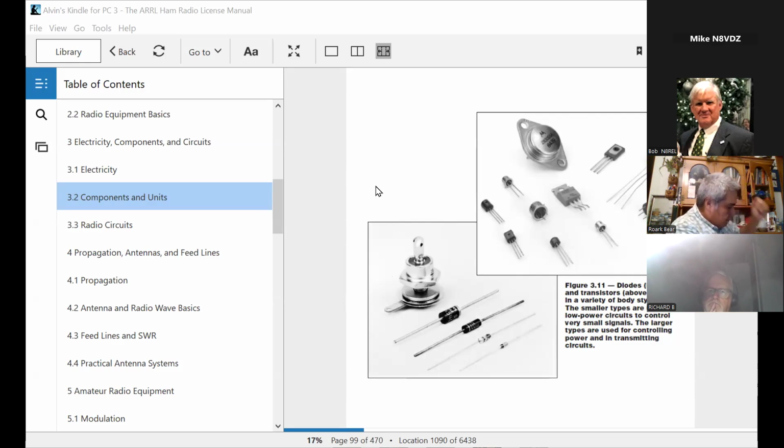So if you have, well, let's see, where did I put that? Hang on, I'm going to turn this off for a second. No, it didn't work.